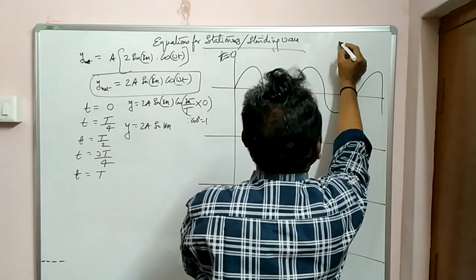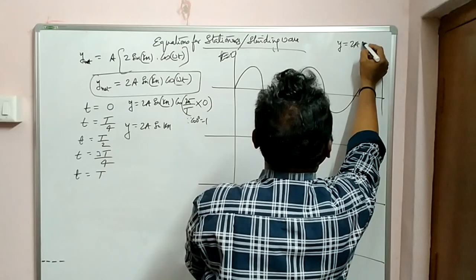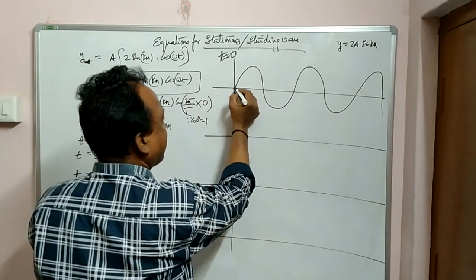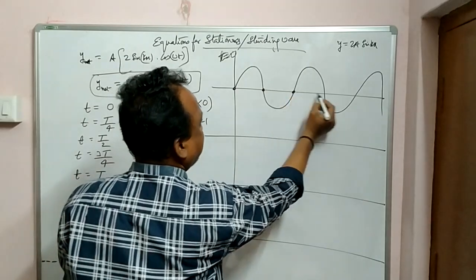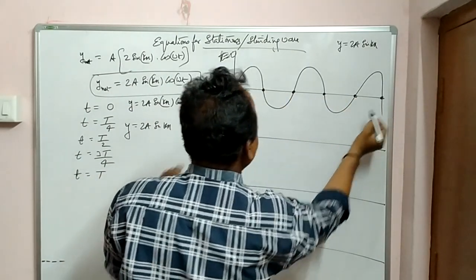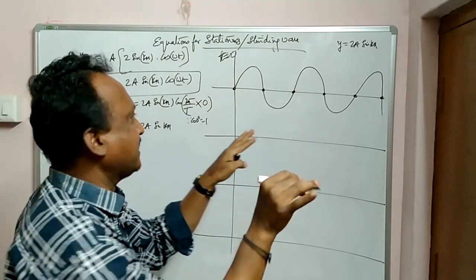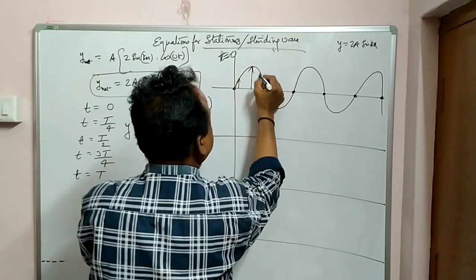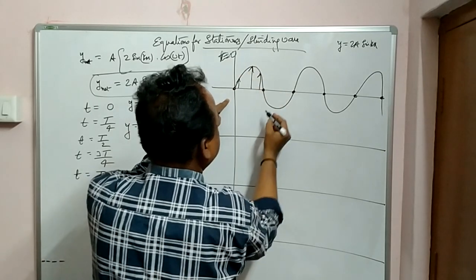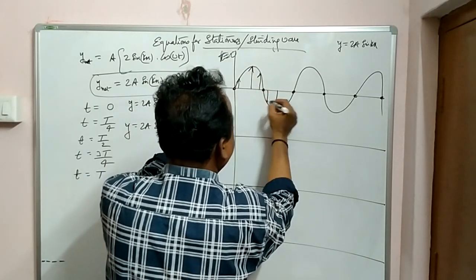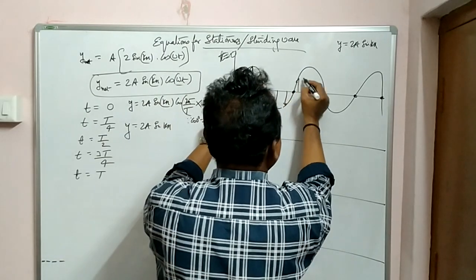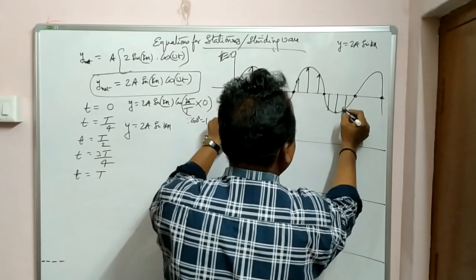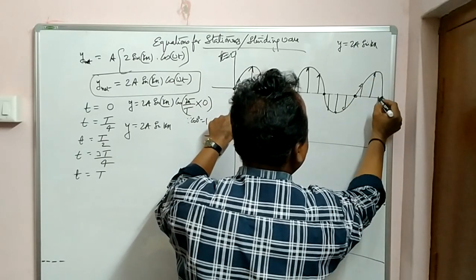So this is for what? Y is equal to 2a sin kx. You can observe carefully, these particles are standing here. There is no movement for these particles. They won't move, they are there only. Only these particles will be moving, you can see. Only they are moving like this, going up, coming down, again going up, again coming down, again going up.